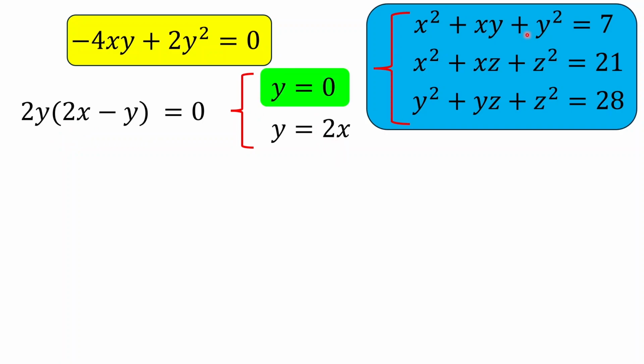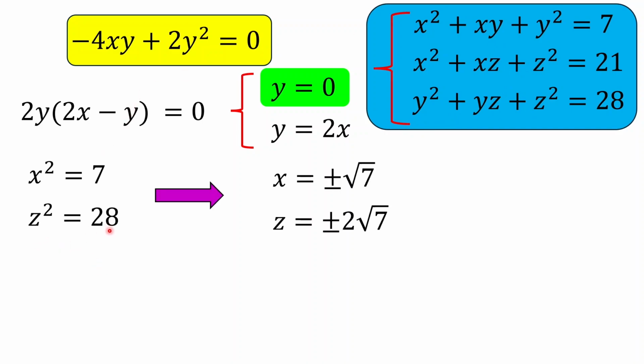Okay, so this is easy because we know that from the first equation, these two become 0. From the third equation, these two become 0. So x² becomes 7 and z² becomes 28. That means x is plus minus square root of 7. Z is plus minus 2 square root of 7. 28 is 4 times 7. So if you take a square root, it becomes 2 square root of 7.